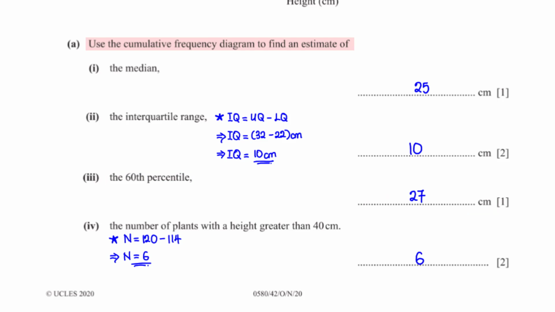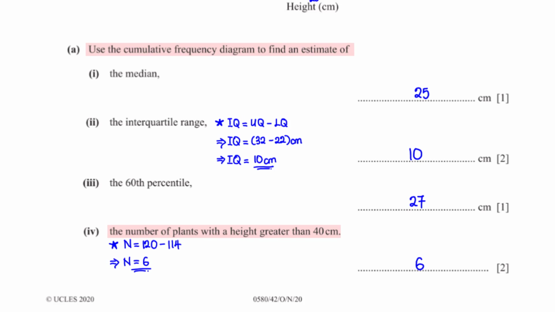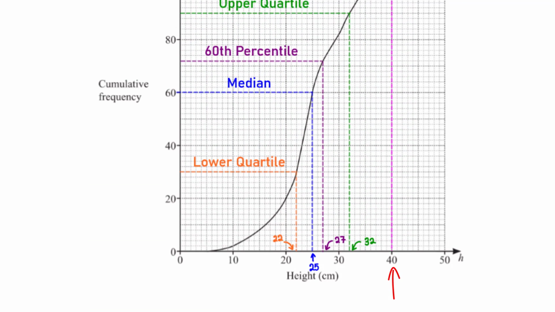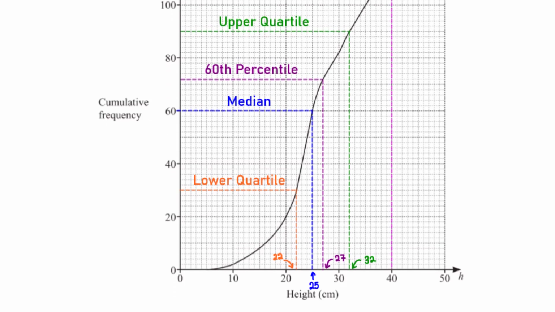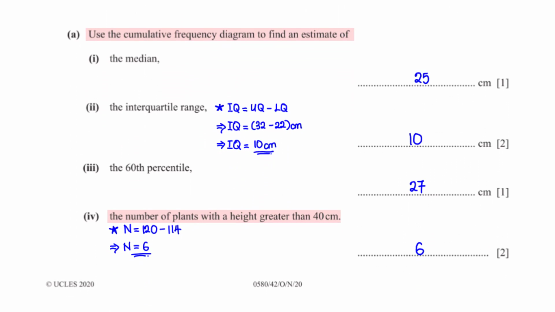Find an estimate of the number of plants with a height greater than 40 centimeters. On the diagram, when we map 40 centimeters from the horizontal axis to the cumulative frequency graph, we get 114, which represents the number of plants with a height of 40 centimeters or less. Therefore, to get the number of plants with a height greater than 40 centimeters, we subtract 114 from the total number of plants, which is 120. 120 minus 114 is 6.